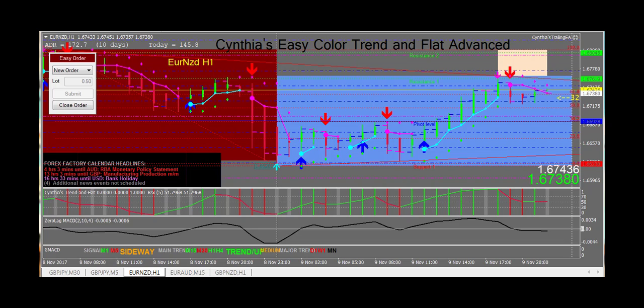In the advanced version, you receive an additional 5 very special indicators that make your trading much easier and can also make your trading set and forget.